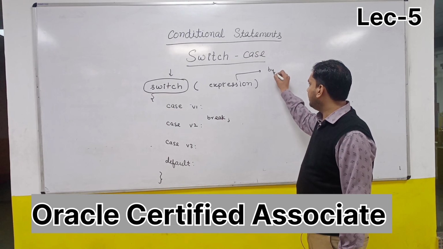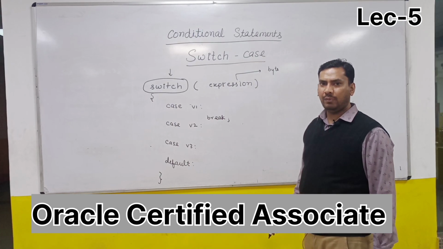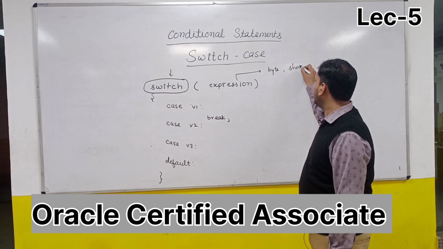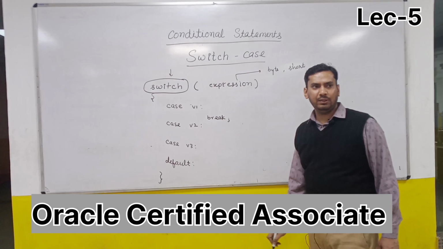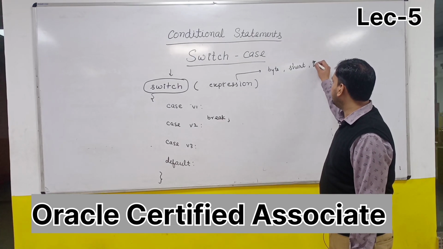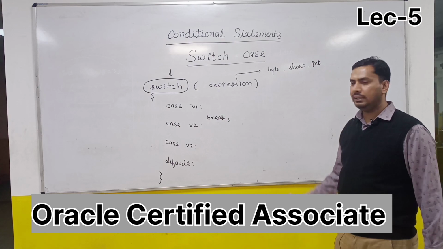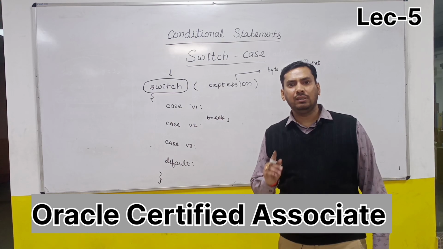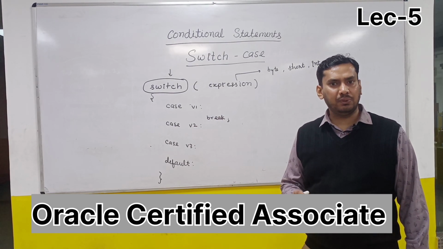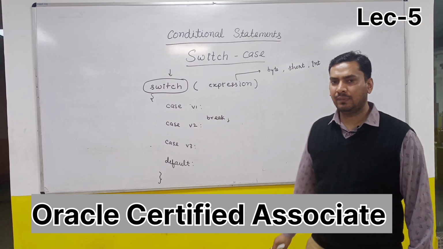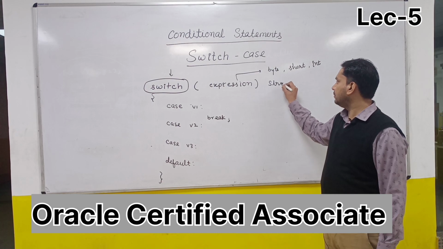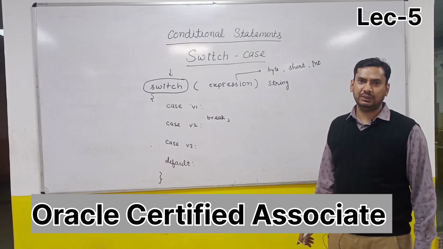First type is byte. Byte can be passed here. Second type is short. Short type of value can be passed. Third type is int. So these 3 numeric types are allowed: byte, short, int. But we do not allow long, we do not allow float, we do not allow double. What is the next, fourth type? Fourth type is string type. String type is allowed here in the switch expression.